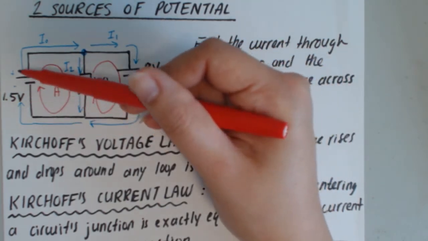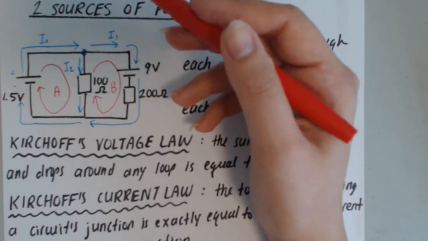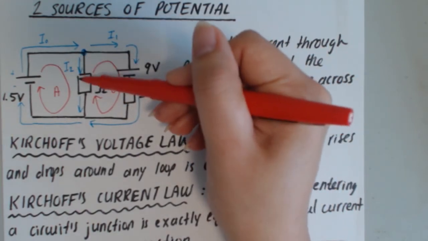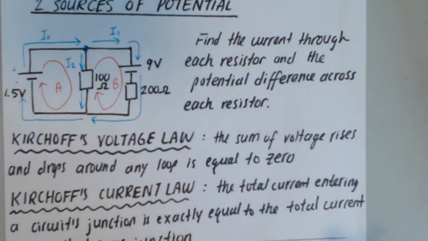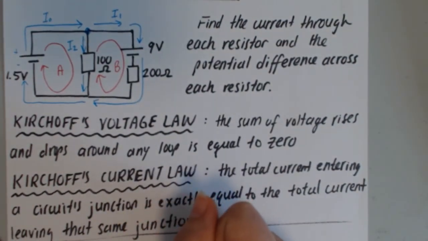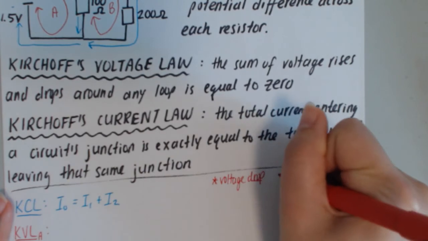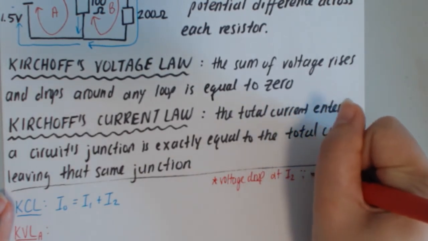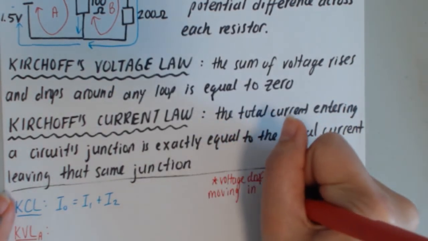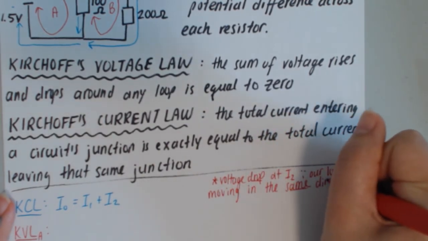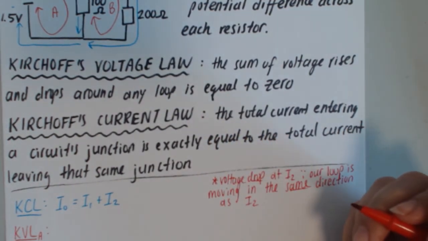When you move through a battery from low potential to high potential, minus to plus, you have a voltage gain. Again, we're moving in the same direction as I2 and going through the 100 ohm resistor, so we have a voltage drop. Let me make a note here: we have a voltage drop at I2 since our loop is moving in the same direction as I2. If it's in the opposite direction, it would be a voltage gain.